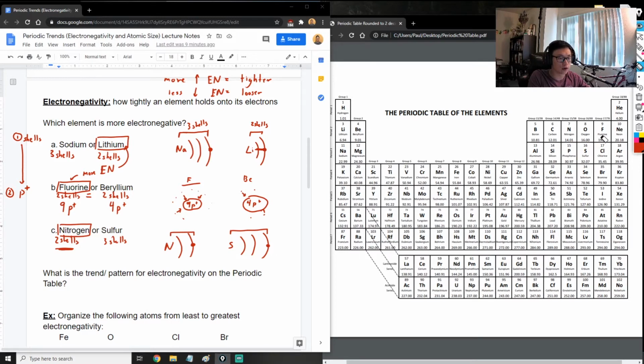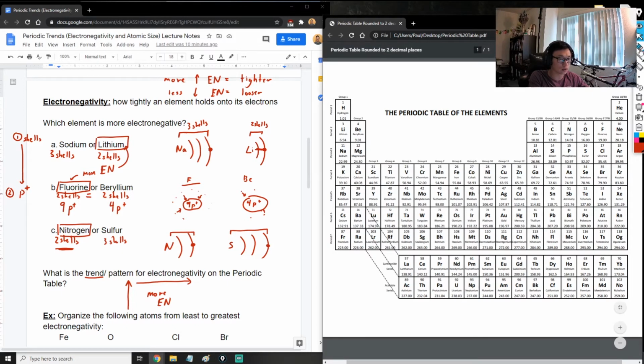Alright, so before we move on, I want to show you guys a quick trick that you can use on the periodic table to figure out the pattern. So we said we're talking about trends today. The trend for electronegativity on the periodic table, and you might have noticed this already when you're doing the problems, is that as you go up on the periodic table and as you go to the right, they get more electronegative.